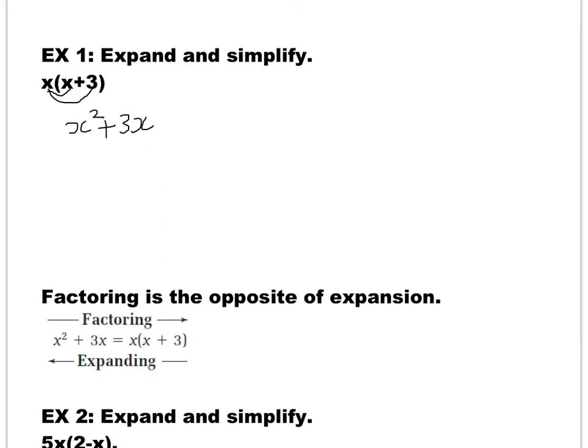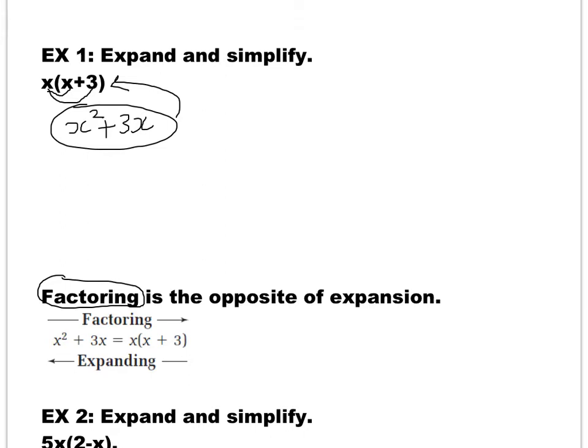Now, what exactly is factoring? It is the opposite of expansion. This means that if I give you this, then you have to be able to give me this back. X squared plus 3x is equal to x times x plus 3. Factoring means going from x squared plus 3x to x times x plus 3, and expanding means going from x times x plus 3 to x squared plus 3x.